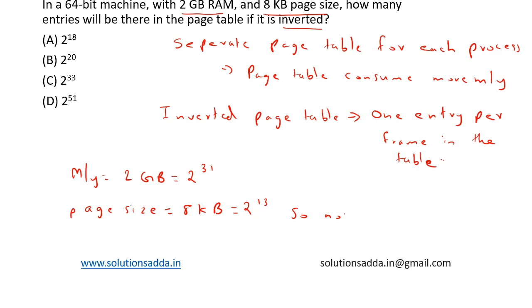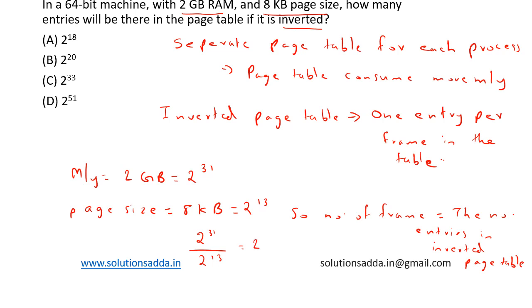is equal to 8 kilobyte, which is equal to 2 to the power 13. So number of frames will be equal to the number of entries in the inverted page table. That is equal to 2 to the power 31 divided by 2 to the power 13, which is equal to 2 to the power 18. So based on the options, option A, 2 to the power 18 is the right answer. We can have 2 to the power 18 entries in the page table if it is inverted.